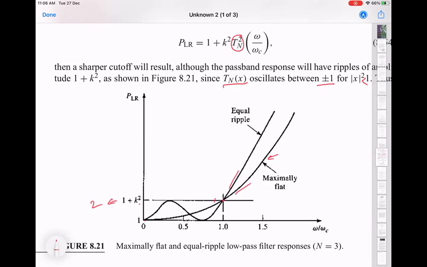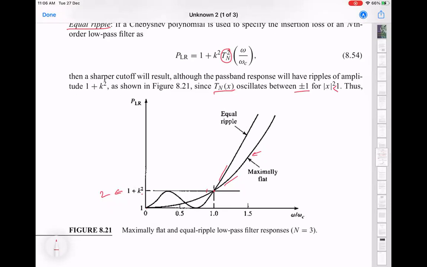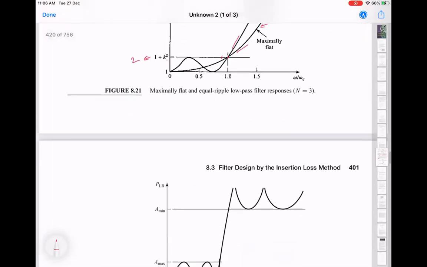But the price you pay is this kind of a ripple. Okay. So this is another optimization you could do to construct filters. And as I said, this is not used that commonly, but this also allows for designs which are straightforward to construct. And then there are actually several more.